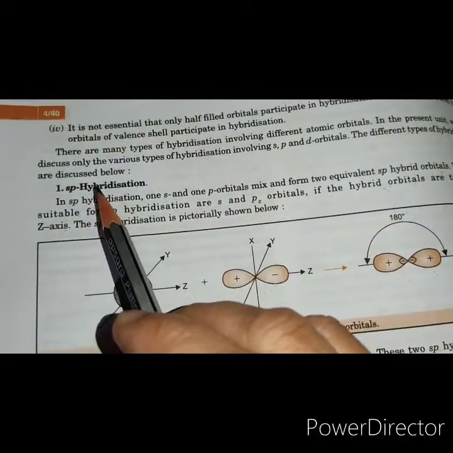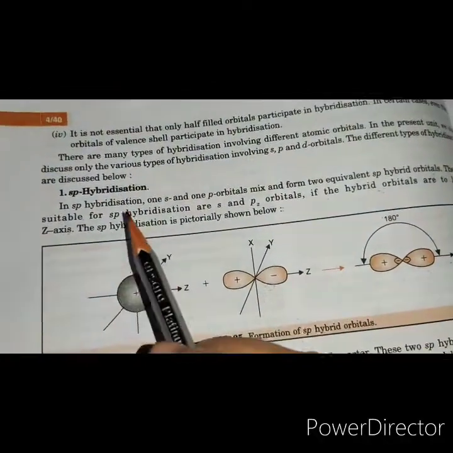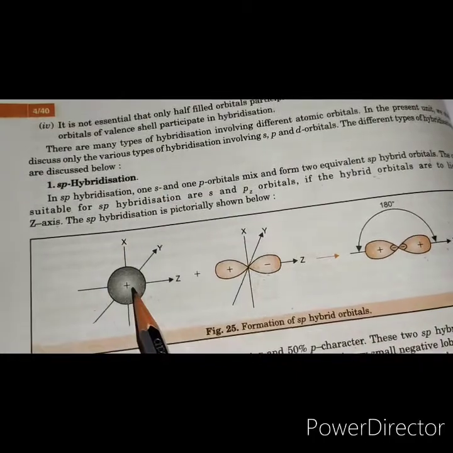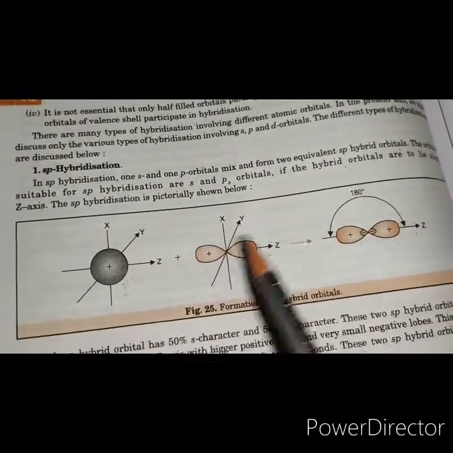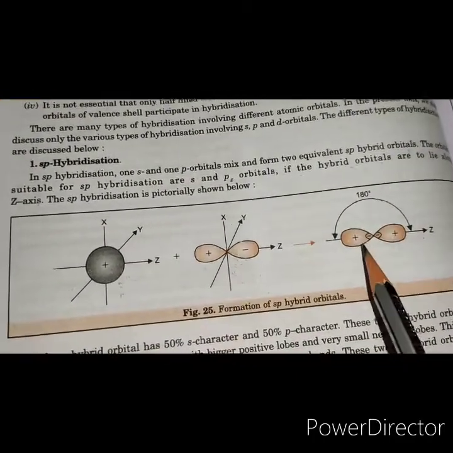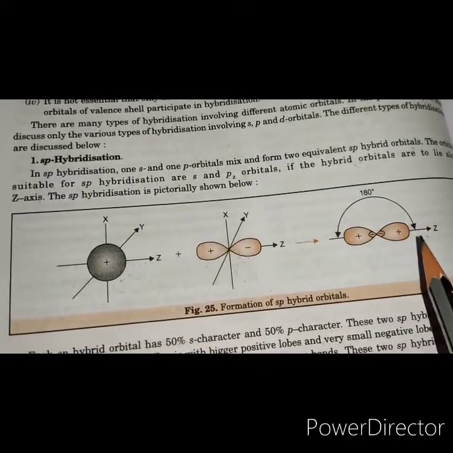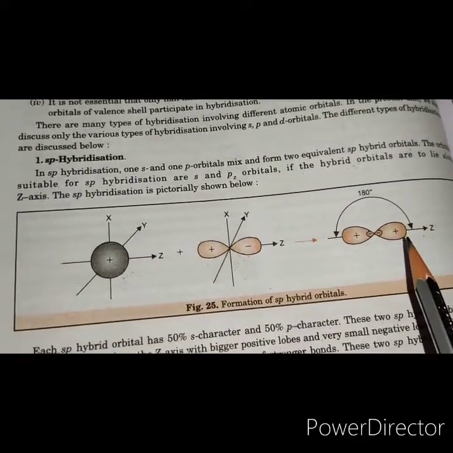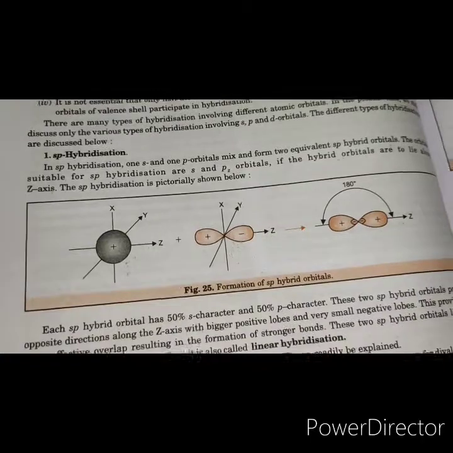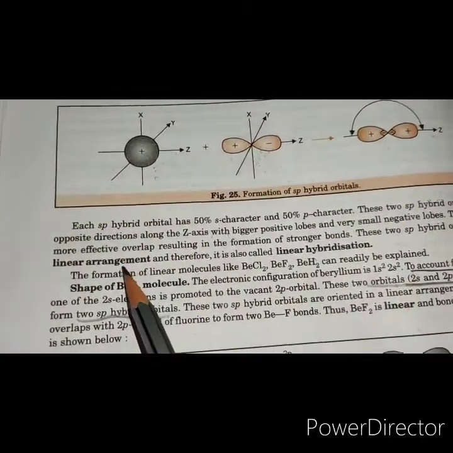Let's discuss sp hybridization. In sp hybridization, there is one s orbital and one p orbital. They undergo mixing to form two new sp hybrid orbitals, which arrange themselves at an angle of 180 degrees. This arrangement is known as linear arrangement.